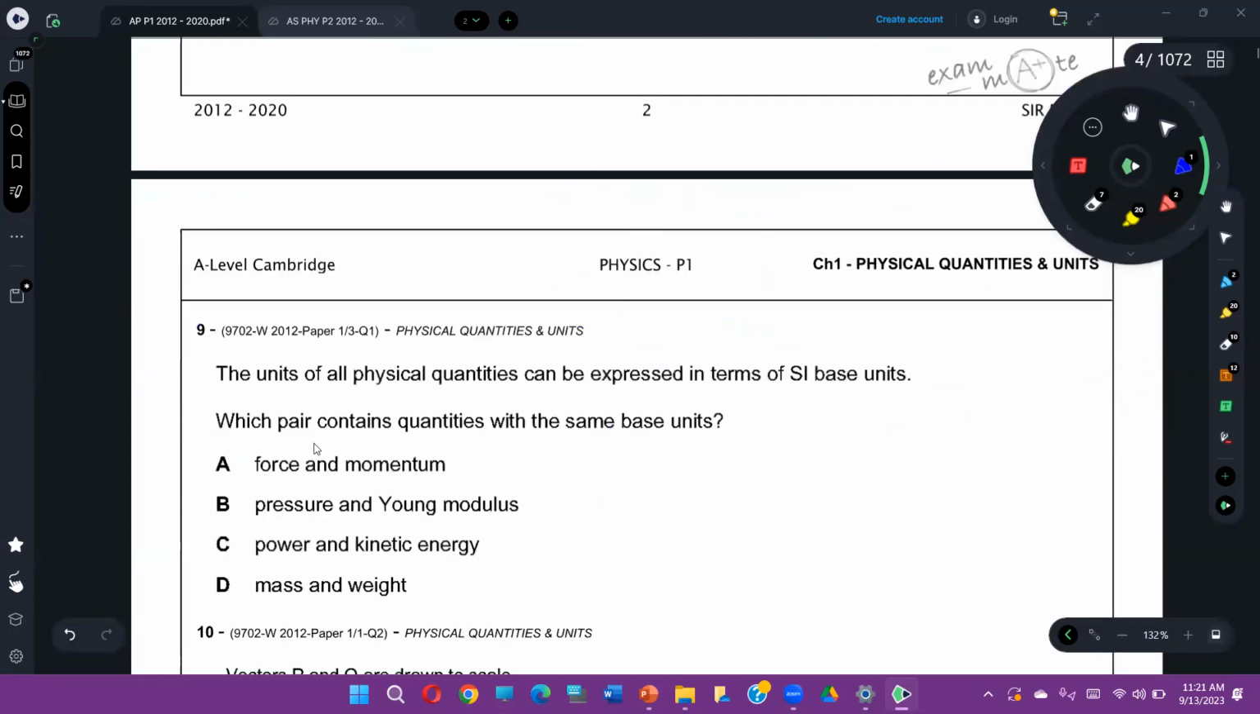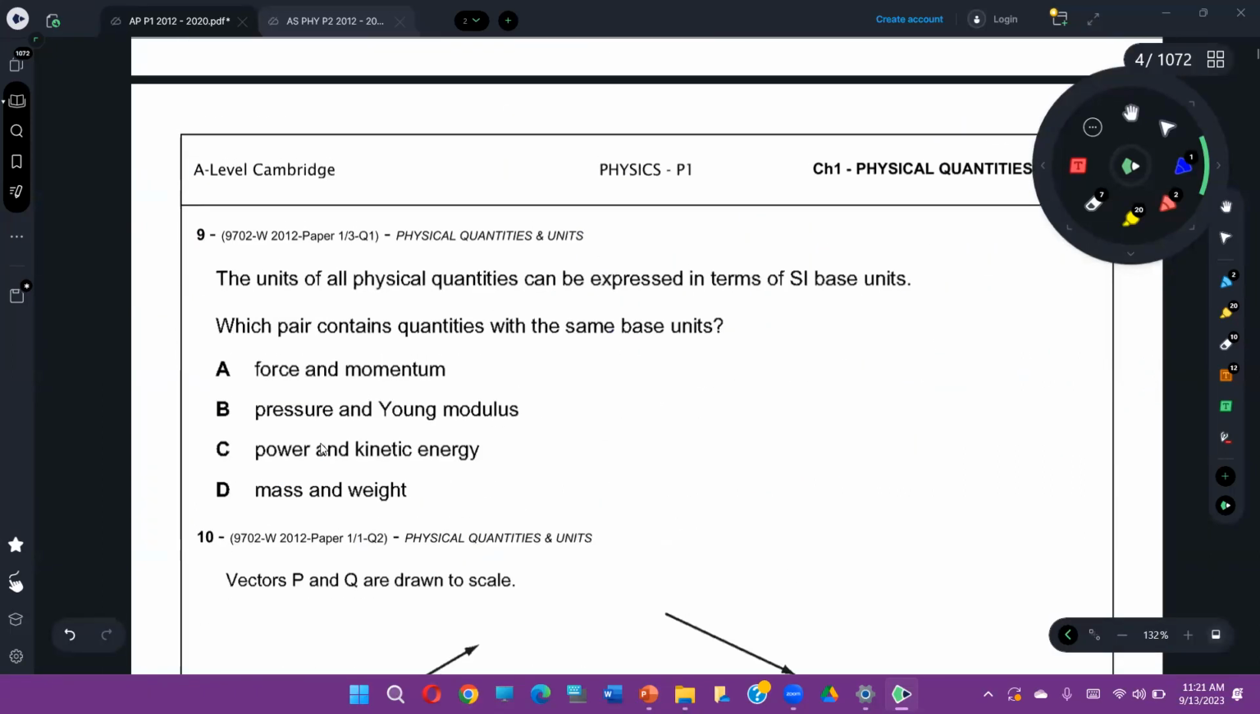Now, I move to my next question. Question number 9. Read the question, please, everyone. The units of all physical quantities can be expressed in terms of SI base units. Which pair contains quantities with the same base unit?